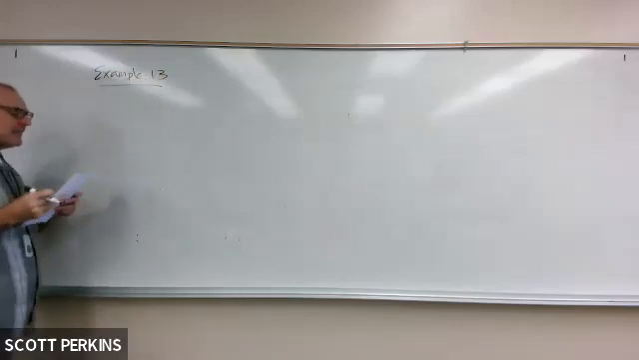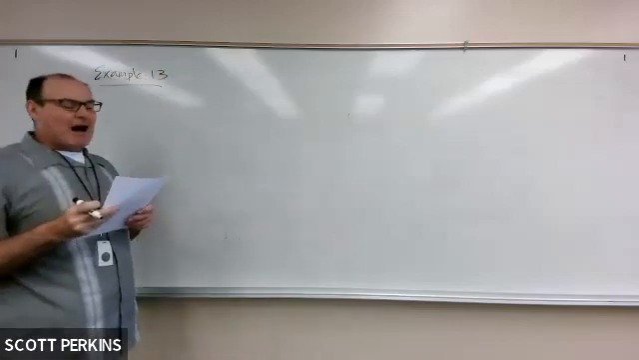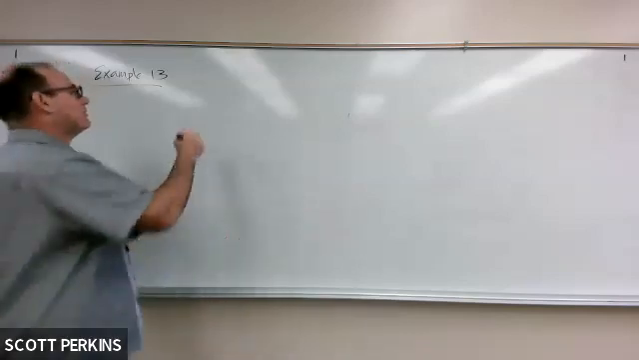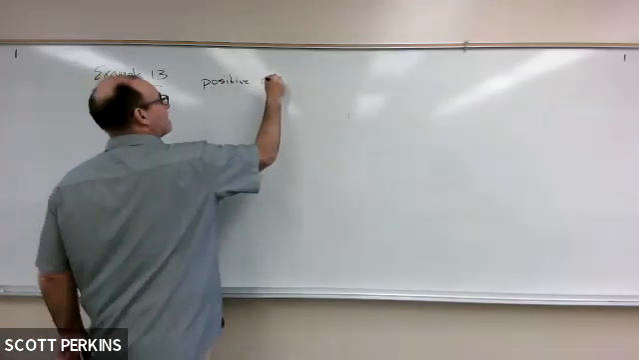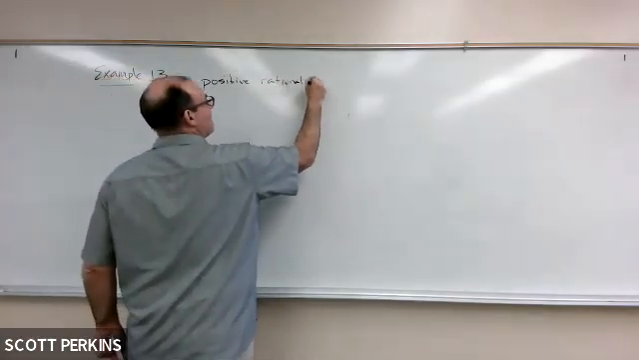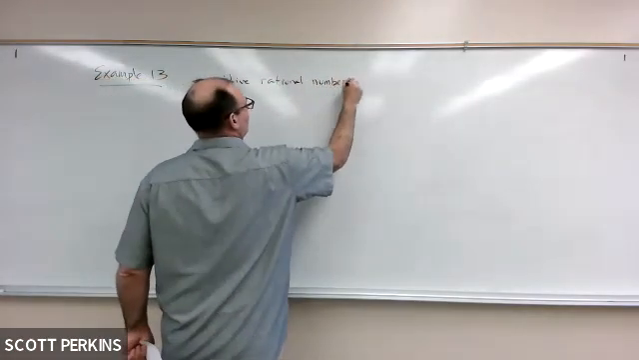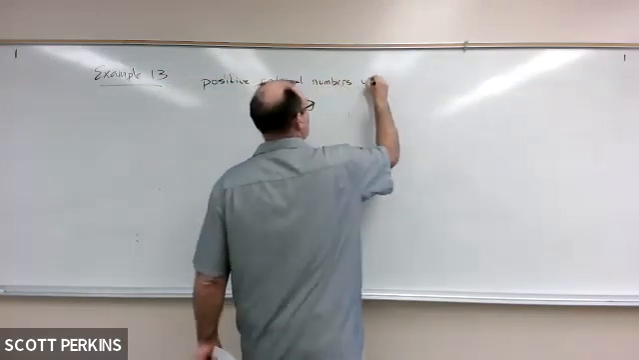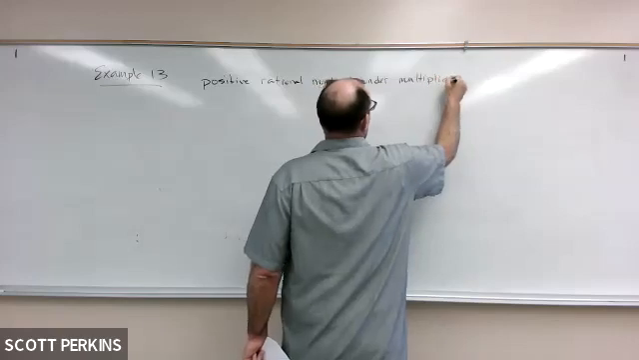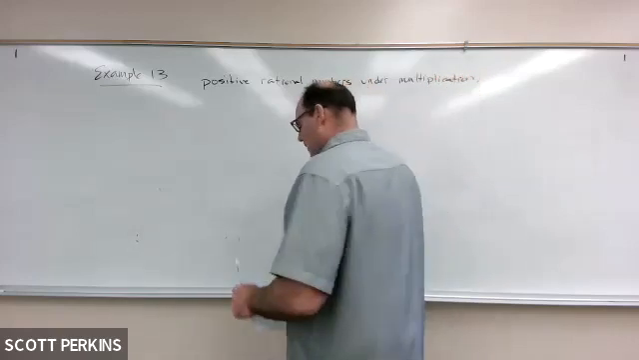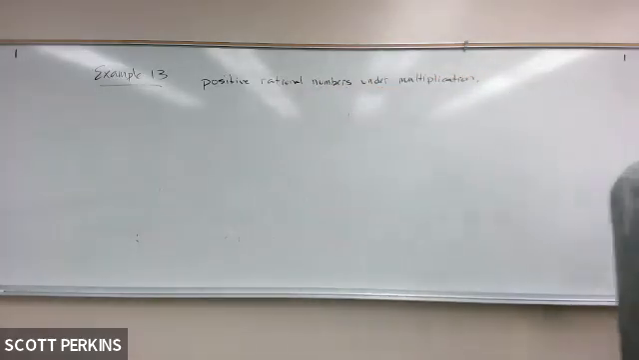So example 13 says, determine whether the positive rational numbers under multiplication are a group. I'm only asking if it's a group. I'm not asking if it is a commutative group. Not interested in the commutative part of this.